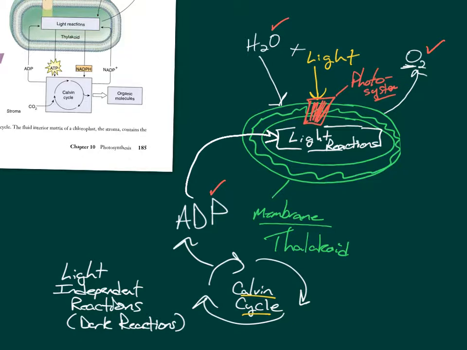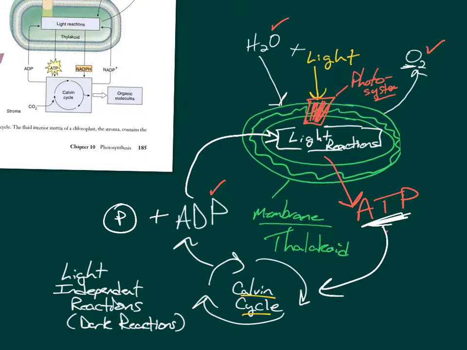Somebody said it. ATP. ADP goes in. What comes out? ATP. It's ADP, by the way, plus one inorganic phosphate. And where's that ATP going to go? Back into the Calvin cycle. It's charging up. ADP is going into the light reactions to get charged up.